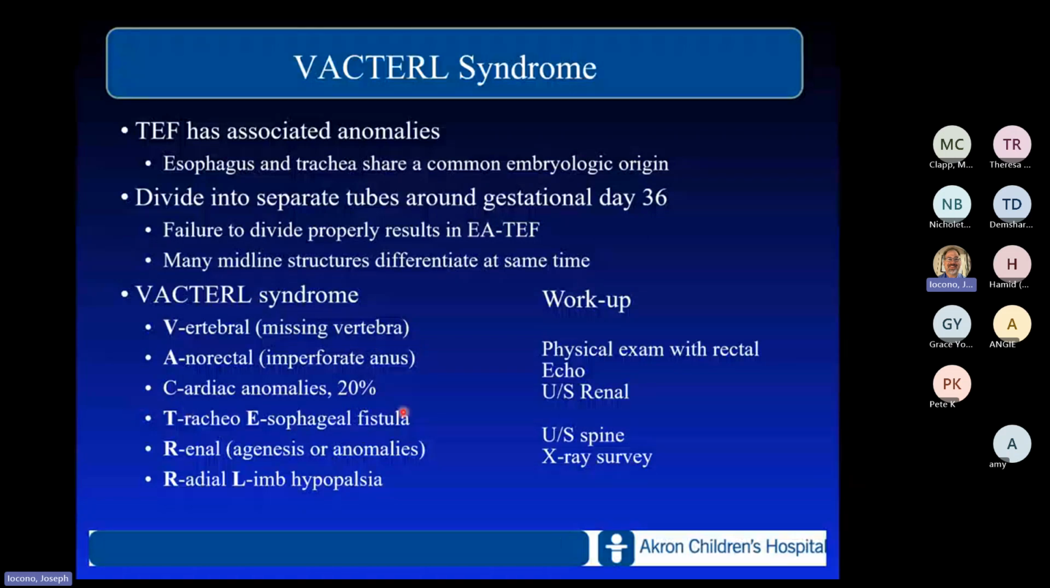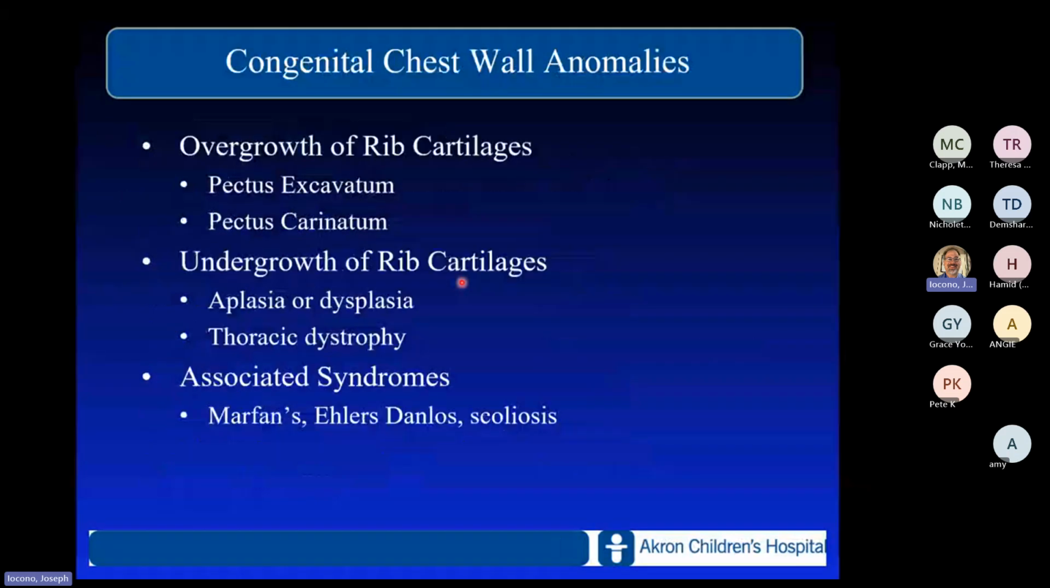20% have cardiac anomalies. TEF, renal anomalies. They can have horseshoe kidney, they can have a single kidney, they have no kidneys, and radial limb hypoplasia. So by definition, if you have one of these problems, you have just that problem. If you have two or more of these, you are associated with VACTERL syndrome. It's not a syndrome, it's just an association. There's no known genetic problem that we know about causing this. Well, we haven't figured that out yet.